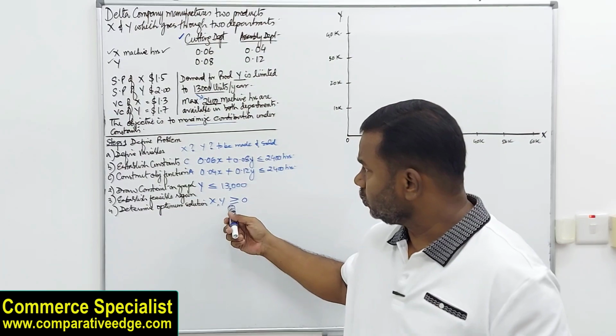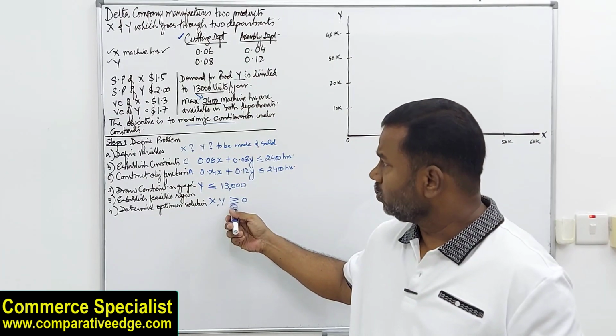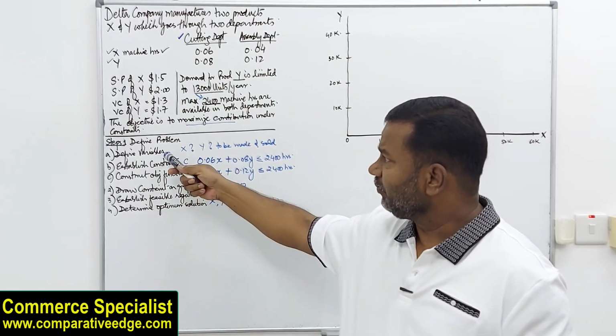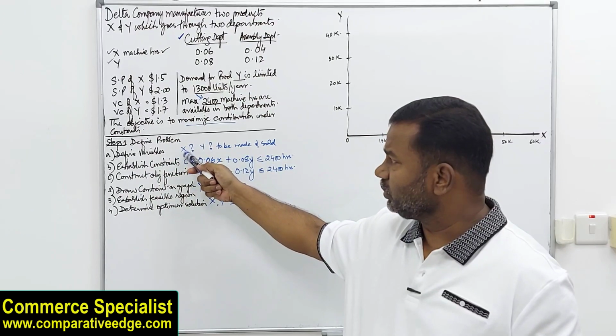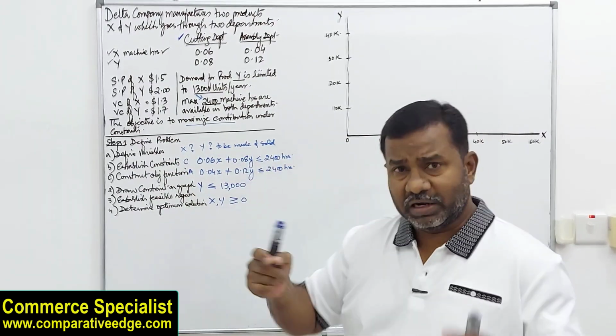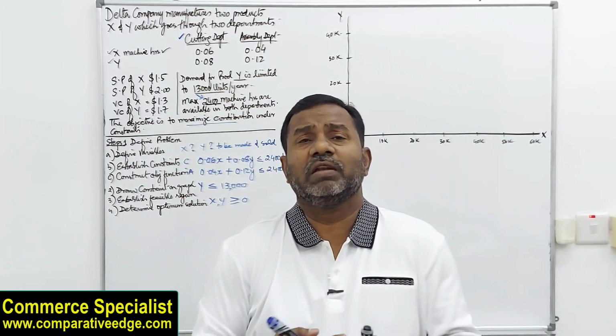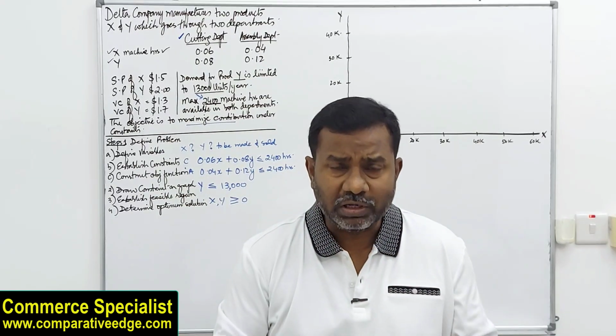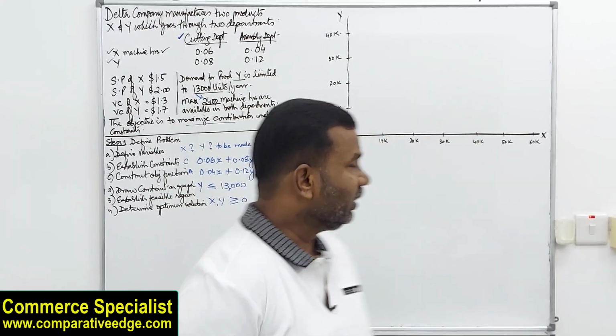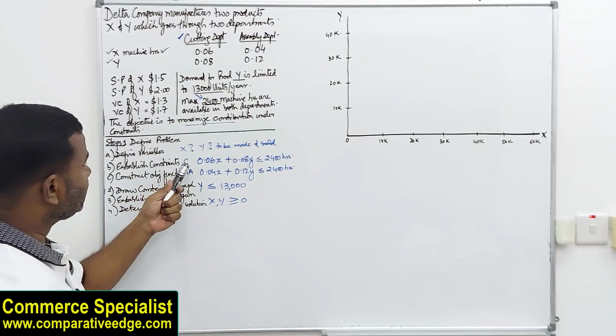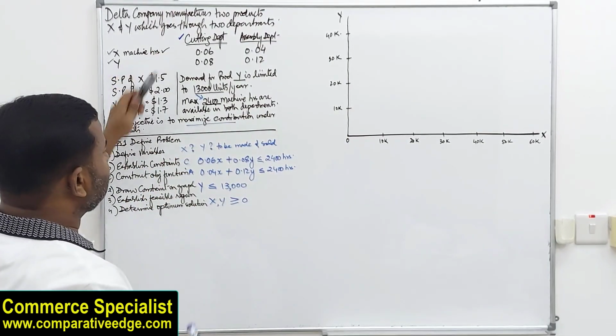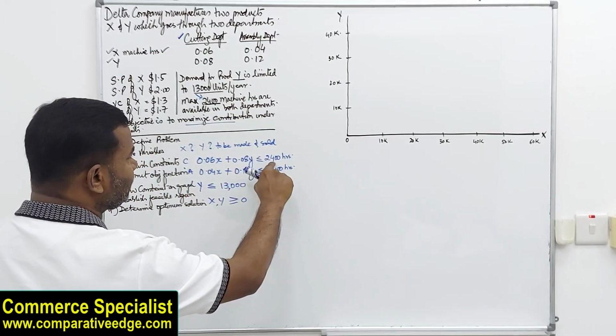So this is also very important. I have defined the variables, that is the number of units of x and y to be made and sold. That is what we need to know so that we can make maximum contribution, in turn maximum profit. Then we have established the constraints. For cutting department, this is the equation for constraints.